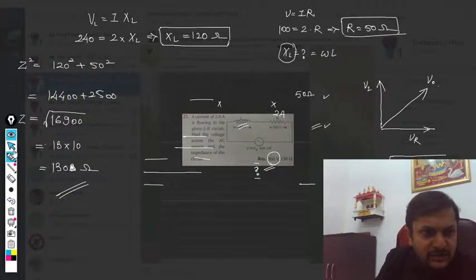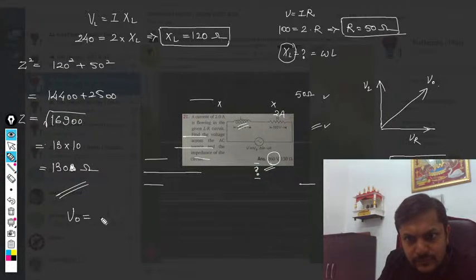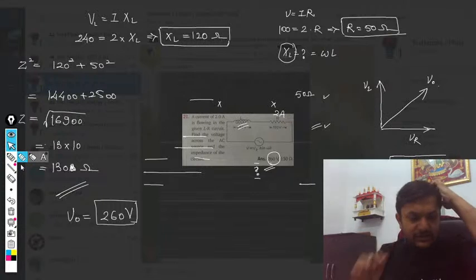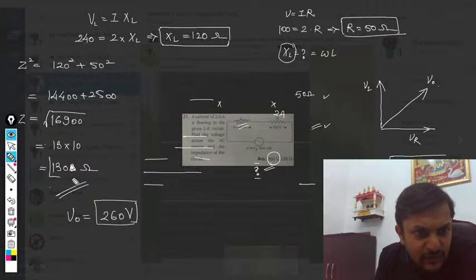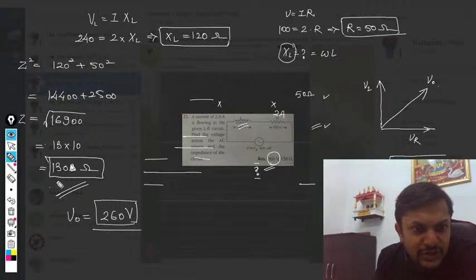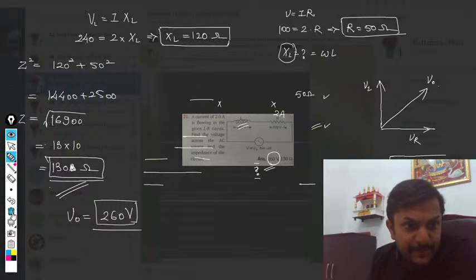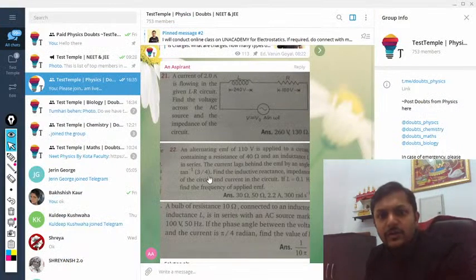Okay, so this V0 is what is asked in the question. That is what the answer is here. So we have found the answer. This is 130 ohms and this is 260 volt. So with this we have cleared this question. Okay, so let us now move to our other question.